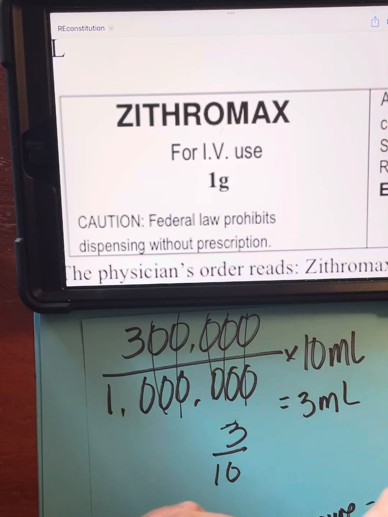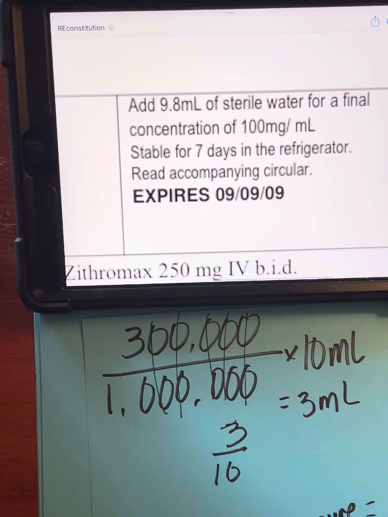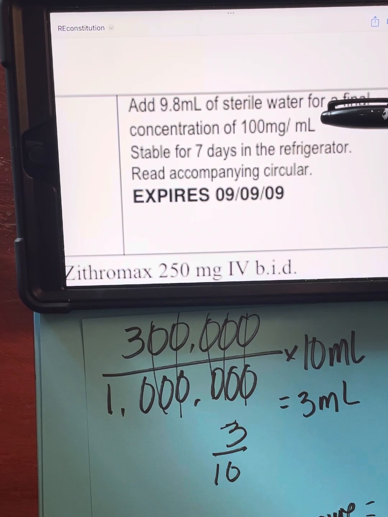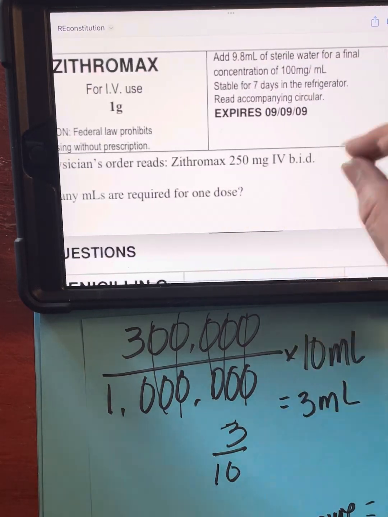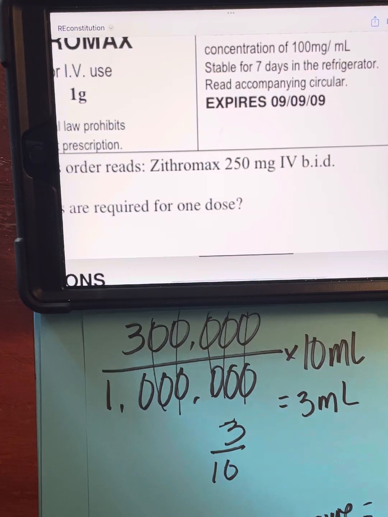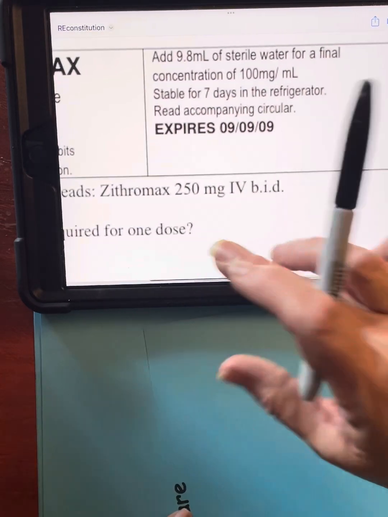Zithromax IV, 1 gram. And this says add 9.8 milliliters of sterile water for a final concentration of 100 milligrams per milliliter. There's my per. Stable for 7 days in the refrigerator. Okay, so the doctor ordered 250 milligrams. So how many milliliters are required for the dose?